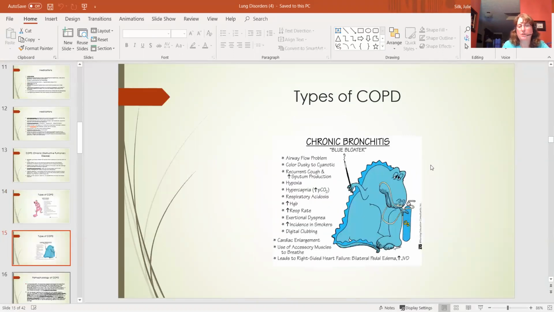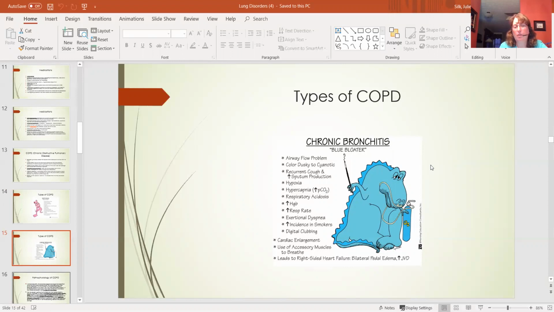The blue bloater person is the chronic bronchitis side of this. So this person has an airway flow problem. They have a bluish color to their skin. Their color is dusky to cyanotic. Maybe both people have the cough, but this person more so. They have lots of sputum production. They're hypoxic. They are retaining CO2. They have respiratory acidosis, increased respiratory rates.